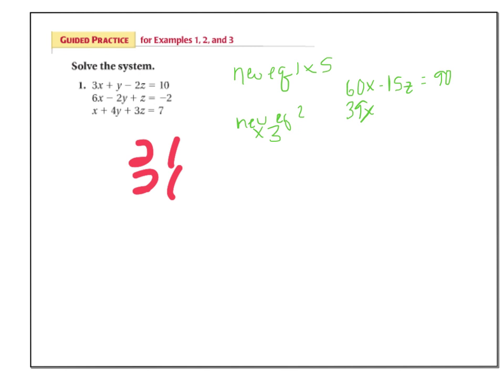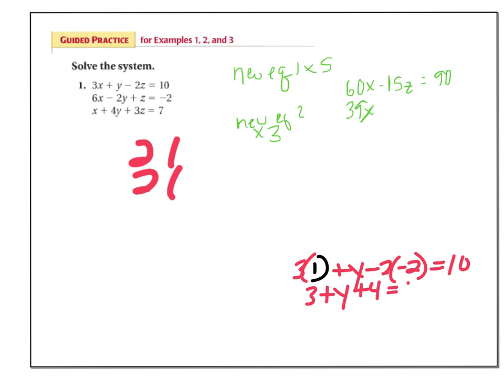Decide which original equation you want to substitute these into. And just looking at it, I guess I'll pick equation 1. It doesn't really matter. And so I will say I have 3 times x, which was 1, sorry about the colors, plus y, which I don't know yet, minus 2 times z, which is a negative 2, and that equals 10. So that ends up with 3 plus y plus 4 equals 10. 3 plus 4 is 7. Subtract that from both sides, and you get that y equals 3.